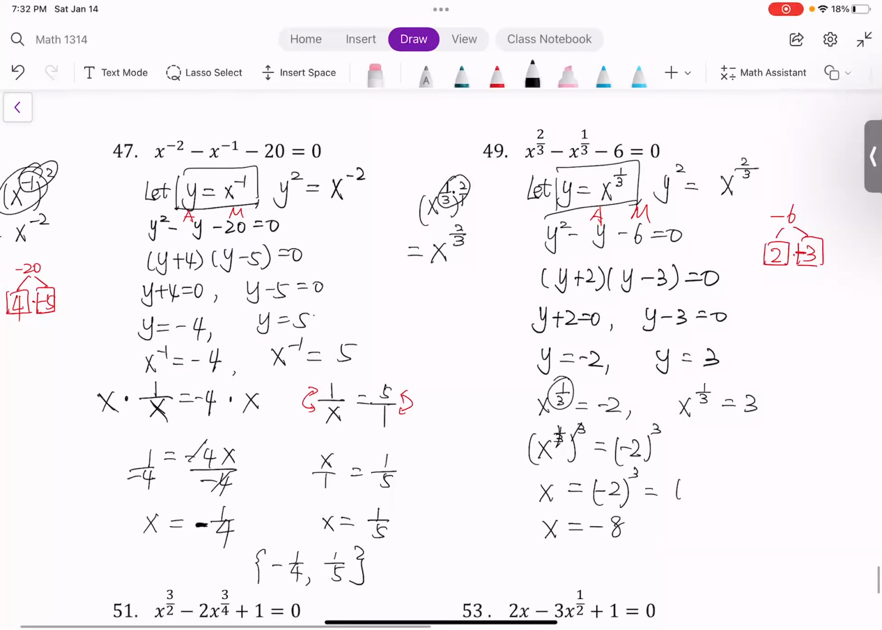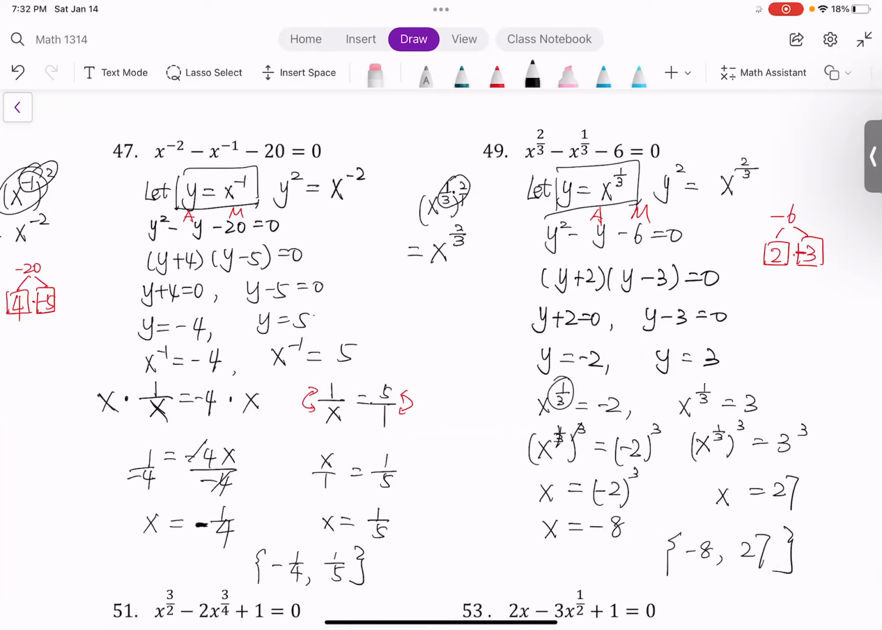What's the meaning of cubed? So this one equals -2 times -2 times -2. So negative, negative, positive, and then multiply by another negative is still negative. So we have -8. And another part, let's solve for the x. So we cube both sides. X to the 1/3, you cube it. 3 cubed. So x equals 3 cubed. What is that? That's 27, right? So I have two solutions, -8 and 27.